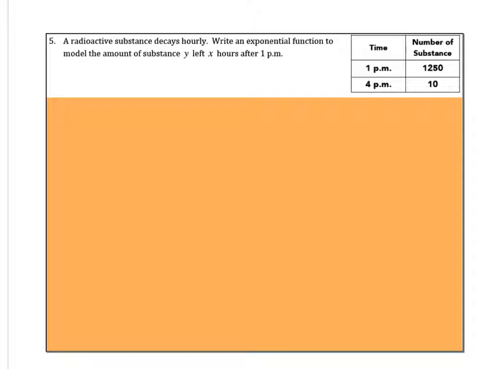All right, so a radioactive substance decays hourly. Write an exponential function to model the amount of the substance y left x hours after 1 p.m. Okay, so at time 0, I'm at 1250. And at time 3 hours after 1 p.m., I am left at 10. So let's take a look at what I got here.